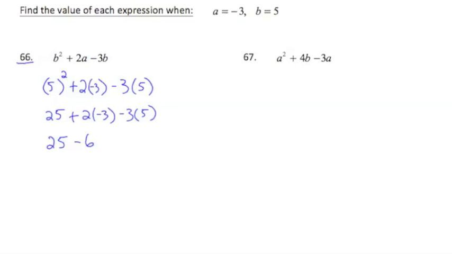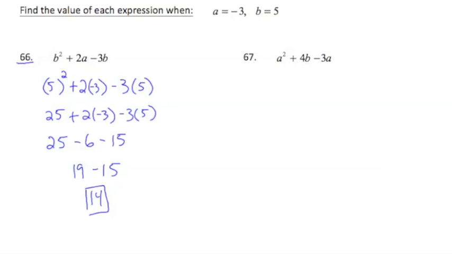Looking at my next multiplication, I have a negative 3 times a positive 5. Again, that's going to give me a negative answer, so I want to write this as negative or minus 15. Now I just have some subtraction to do here. So I'll say 25 minus 6, that will give me 19. And then 19 minus 15 will give me 14 for my final answer.